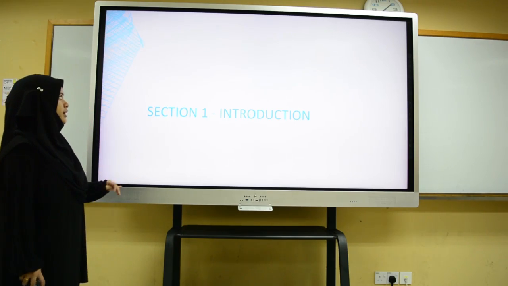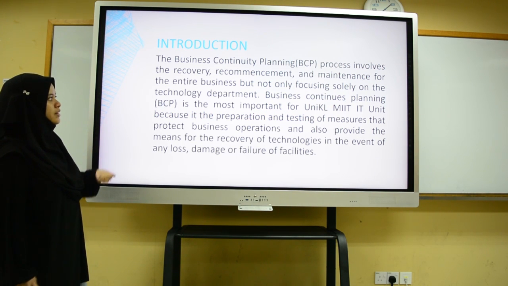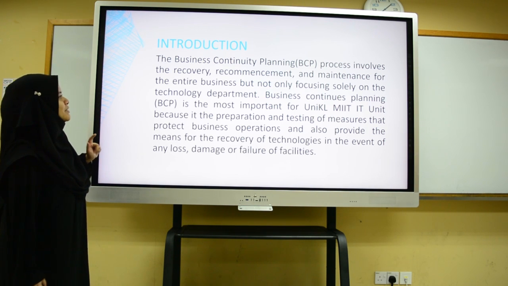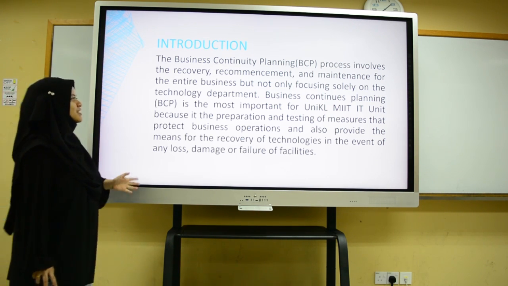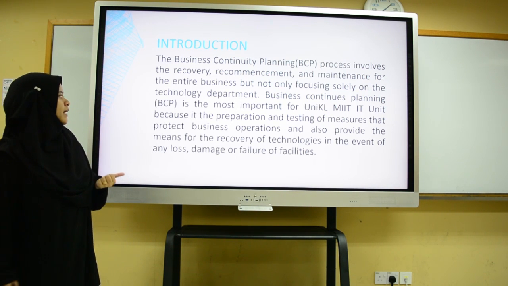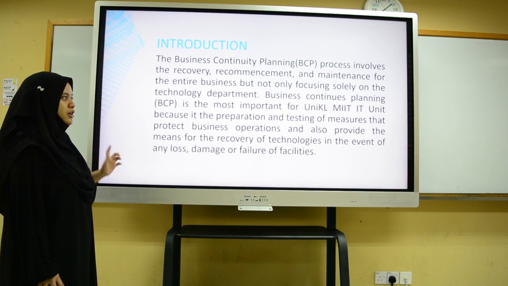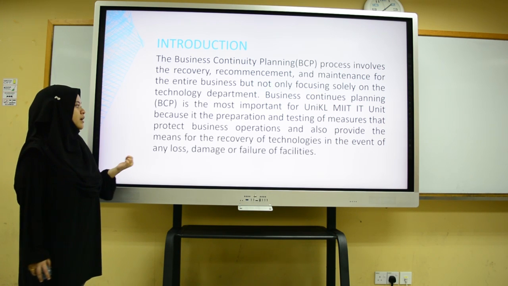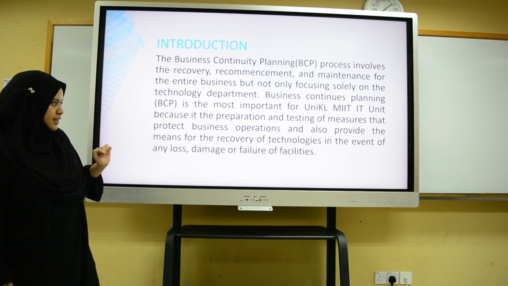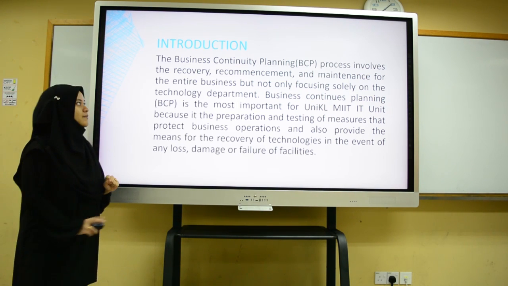For the introduction part, we would like to talk about the business continuity planning process that involves recovery, recommendations and maintenance for the entire business, but not only focusing solely on the technology department. Business continuity planning, or BCP, is the most important for UniKL MIIT IT units because it is the preparation and testing of measures that protect business operation and also provide the means for the recovery of technology in the event of any loss, damage or failure of the facilities.